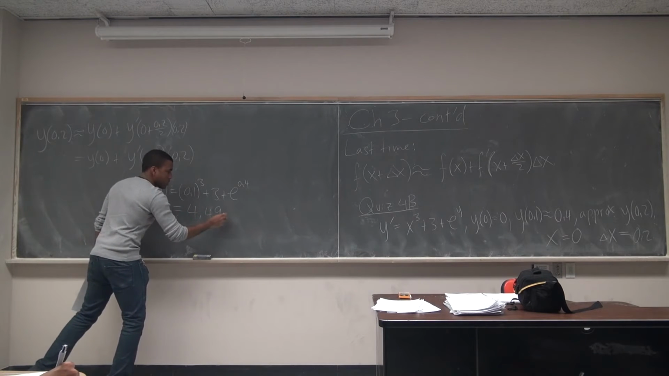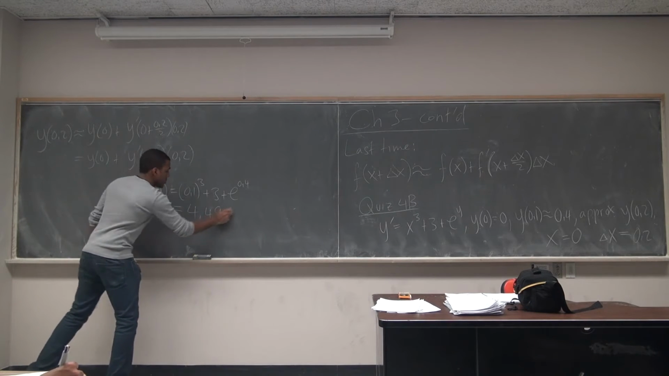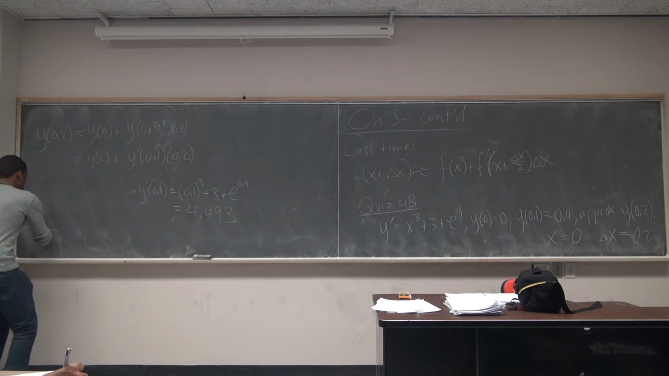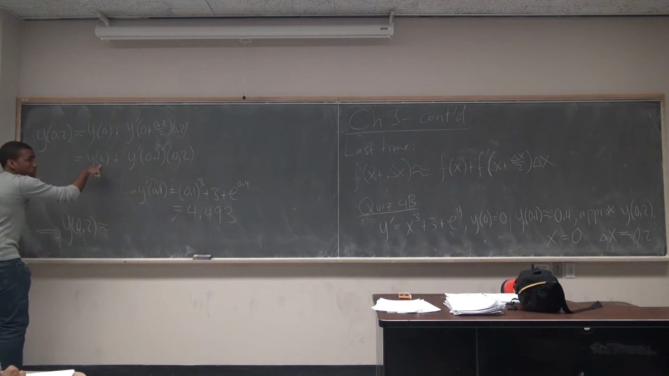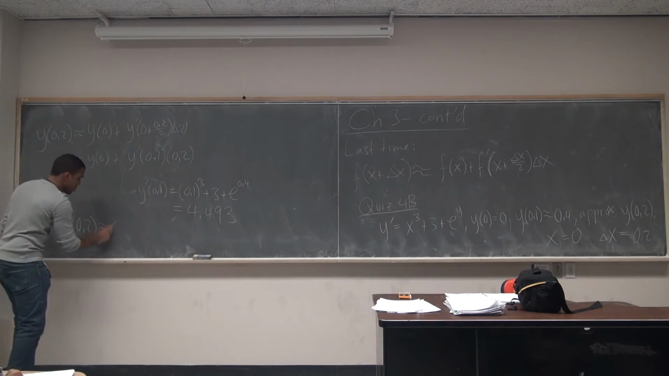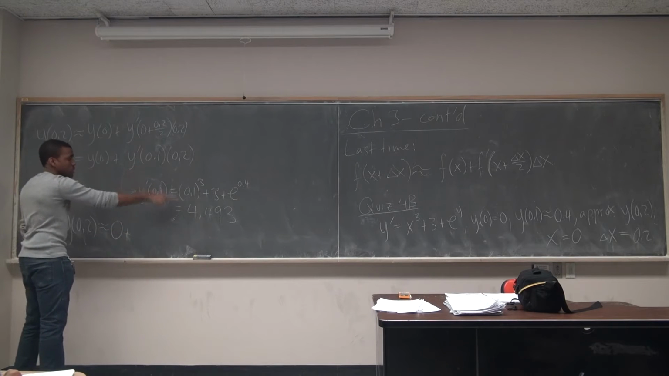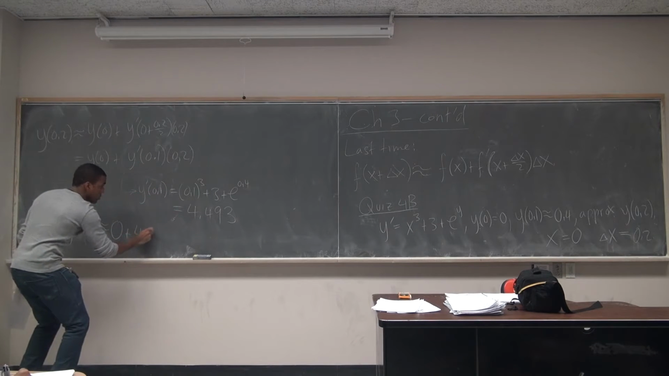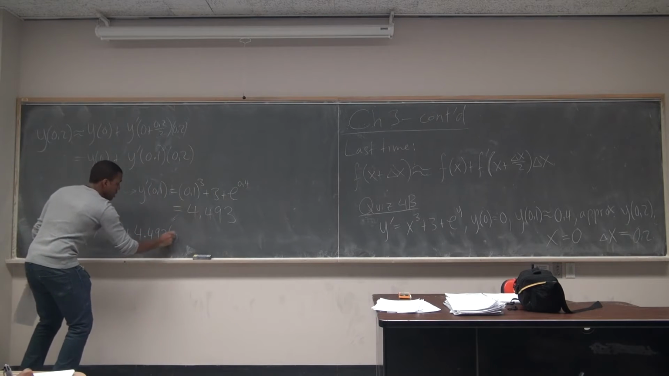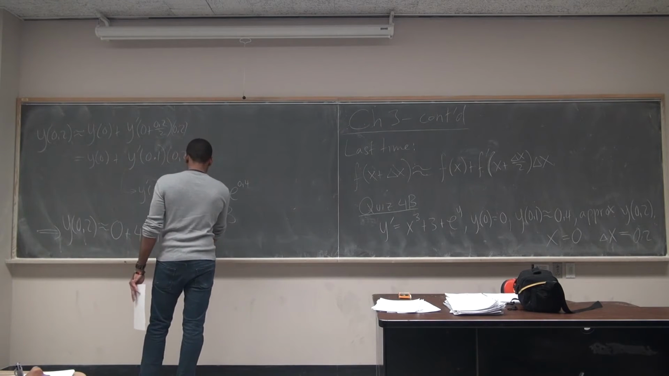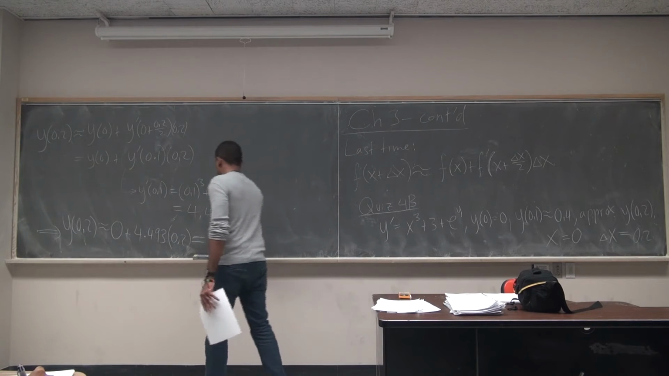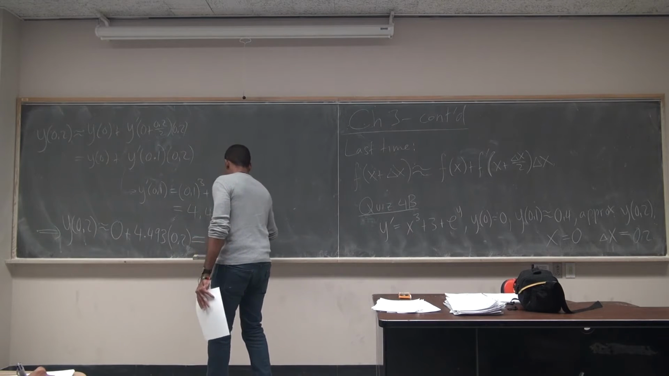And so, what is that? 4.493. So then, ultimately, my y of 0.2 is approximately y of 0, which is 0, plus this, which is 4.493 times 0.2, which is 0.899.